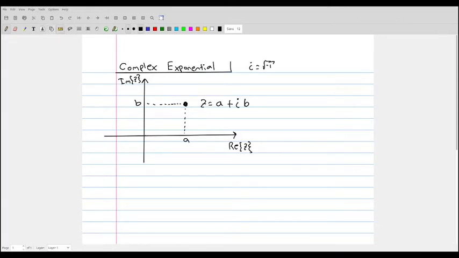And we've also seen that we can define things like the modulus of the complex number, where the modulus is the square root of the complex number times its complex conjugate, which is the same thing as the square root of the real part of the complex number squared plus the imaginary part of the complex number squared. So it's really just the radius out from the origin to that point z.